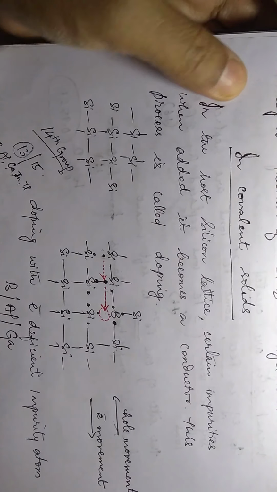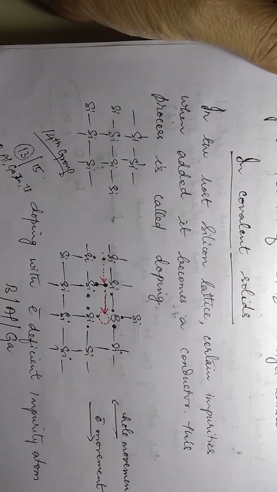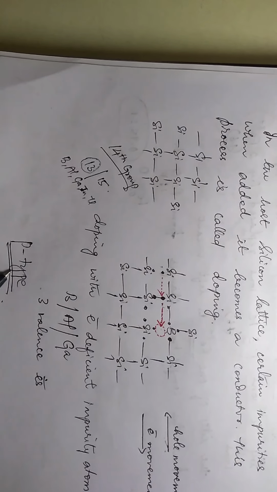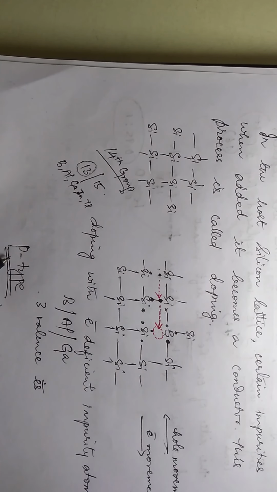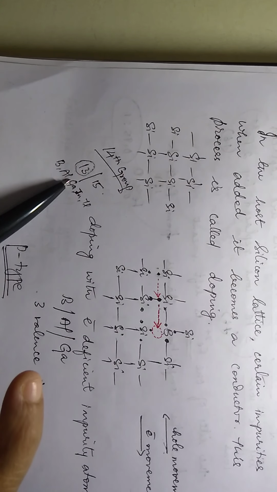Now what we saw just now in the previous video is called a p-type semiconductor. Why p-type? Because the host atom has 4 valence electrons and the impurity atom has 3 valence electrons.